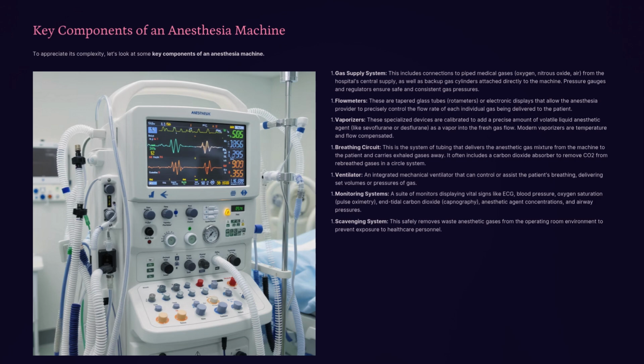Monitoring systems. A suite of monitors displaying vital signs like ECG, blood pressure, oxygen saturation, pulse oximetry, end-tidal carbon dioxide, capnography, anesthetic agent concentrations, and airway pressures. Scavenging system. This safely removes waste anesthetic gases from the operating room environment to prevent exposure to healthcare personnel.